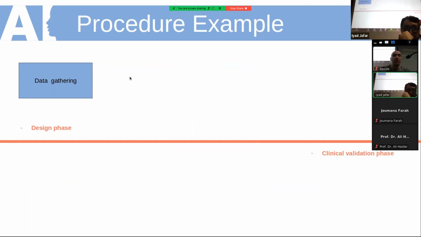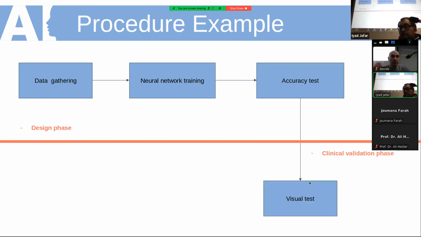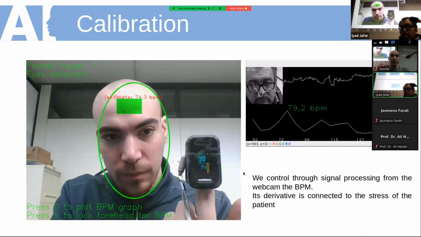First of all, we need to gather data with the webcam, with the eyes of the patient. Then we need to use this data to train the neural network. Then we can run an accuracy test on the neural network to see if it works. Then we have the visualization test that we've seen before with the pair of images, and then we can analyze the results. Before any function of the program that requires the webcam, we have this calibration phase.